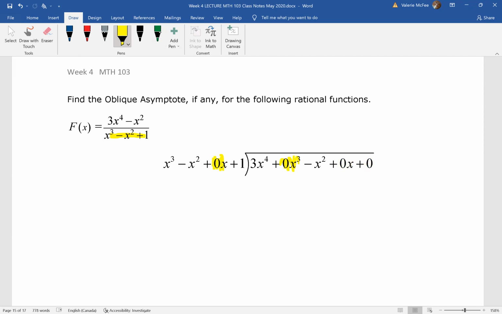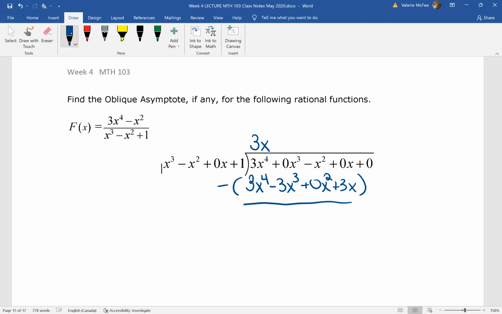So now we're dividing first terms, 3x to the power of 4 divided by x cubed is 3x. And always be careful when you're subtracting. That's the place most people make a mistake.